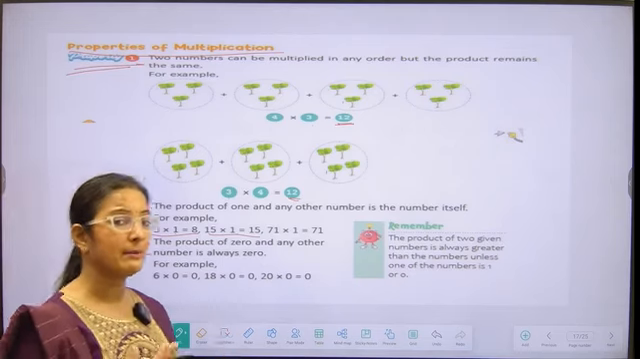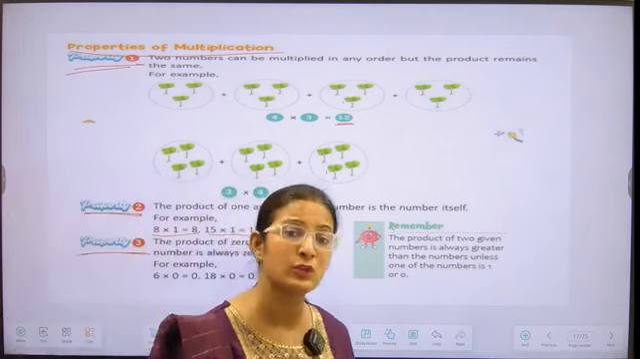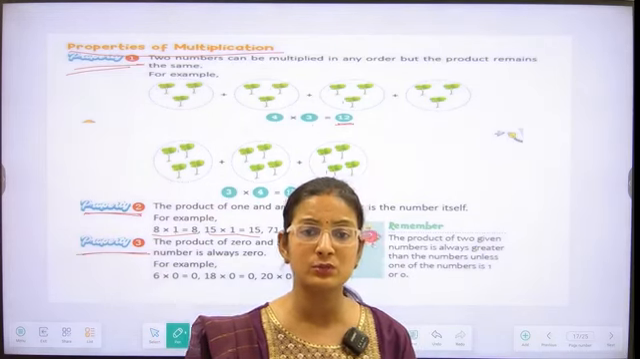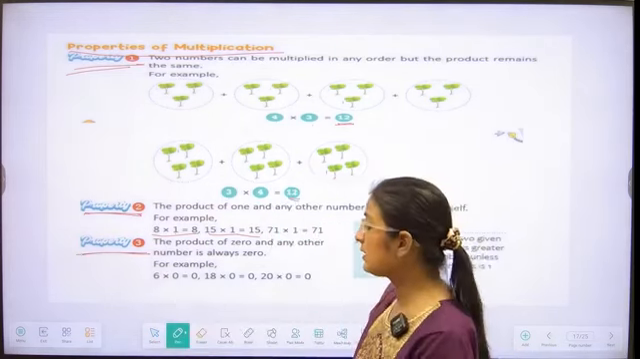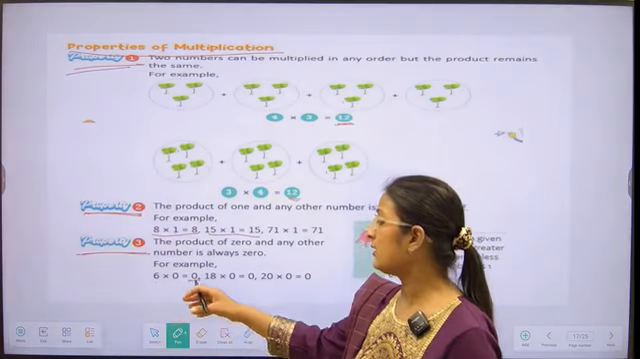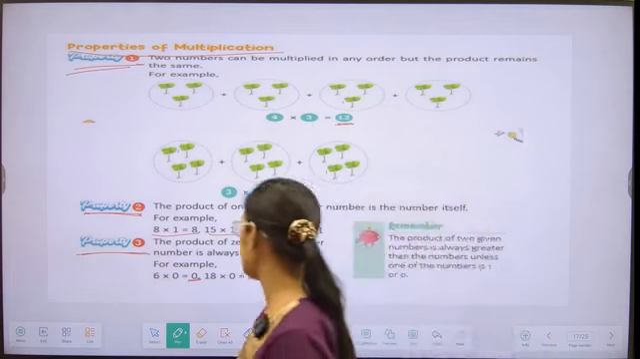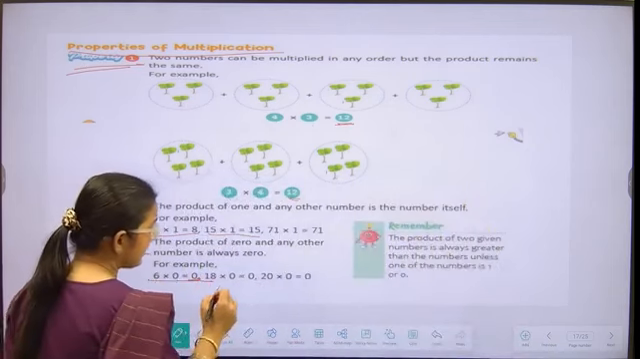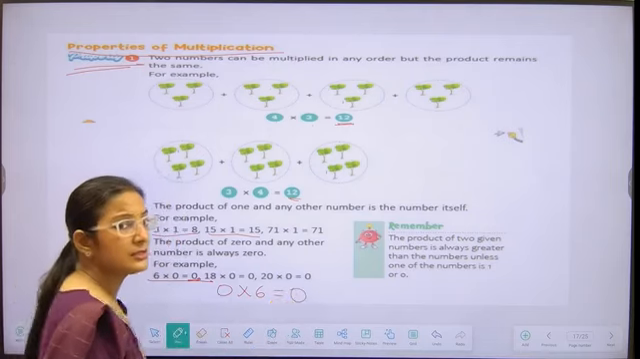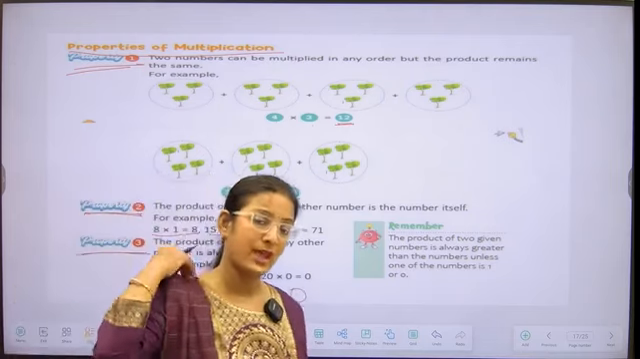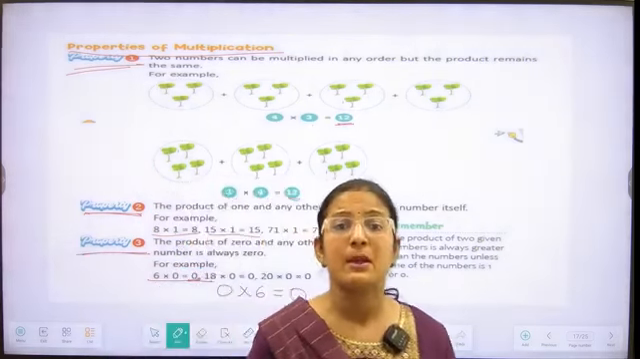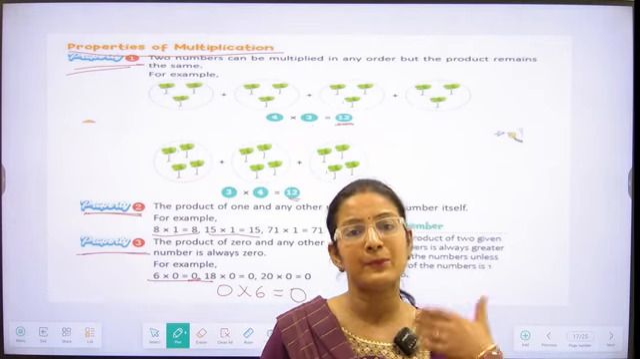If we multiply any number by 0, then the product will always be 0, students. Let's see one example. If I multiply 6 by 0, the product will be 0. And if I change the order, that means 0 multiplied by 6, I still get 0, students. So what we have seen is that if we multiply any number by 0, then the product will always be 0, students.